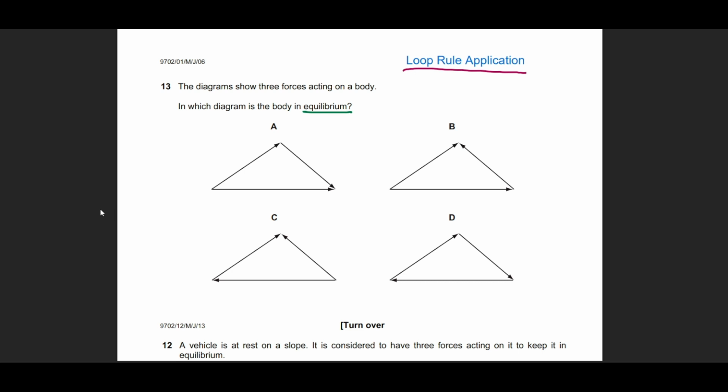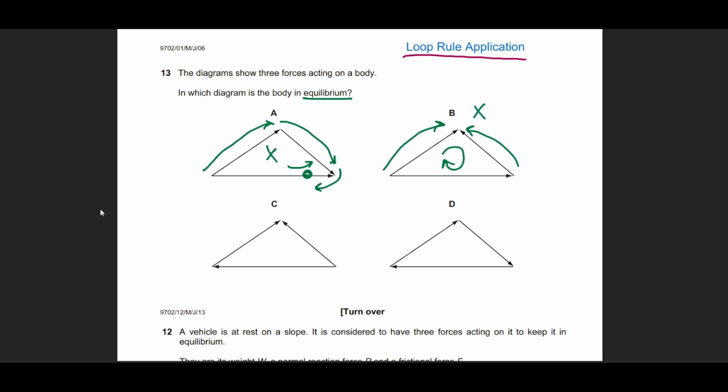I can see that option A follows this loop and then follows this loop. This is correct. But when I go to the opposite side, I see that this vector is trying to go towards this side, but my direction is towards the left. So the loop rule fails. So this system is not in equilibrium. Similarly, in option B, I try to go from this side, but this vector is coming from this side. So the loop rule is unable to complete inside this triangle. So this option also fails.